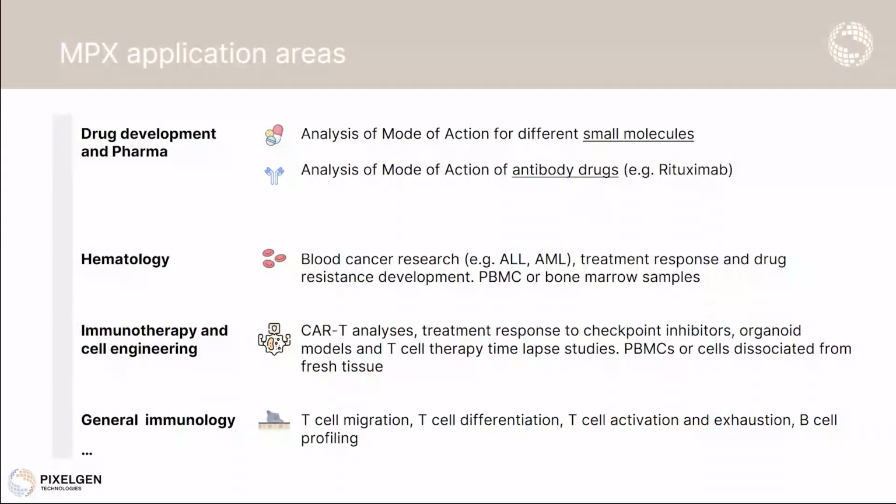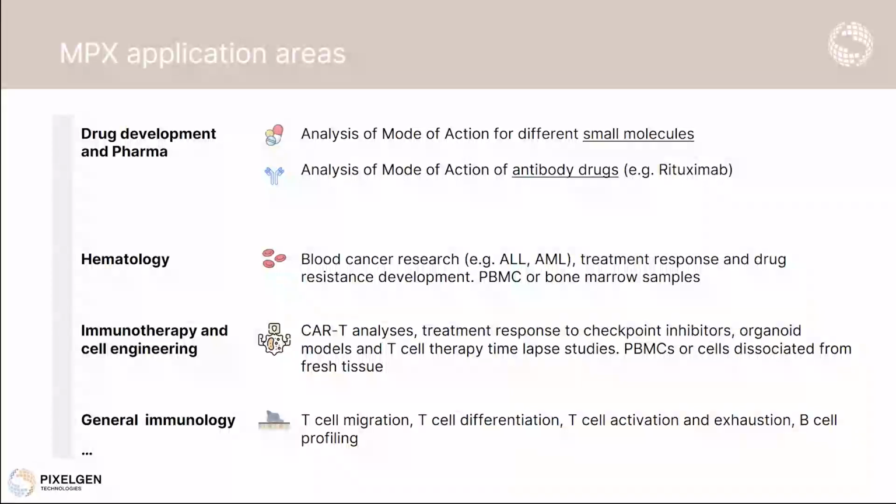Instead of animal models, then using organoid models. Also doing more time studies. So we have these T-cell therapy time studies that people have been doing, seeing how things progress over time. So you can really see how it increases over time. And then it's been PBMCs or cells dissociated from fresh tissue. So not using the tissue itself, but dissociating the cells.